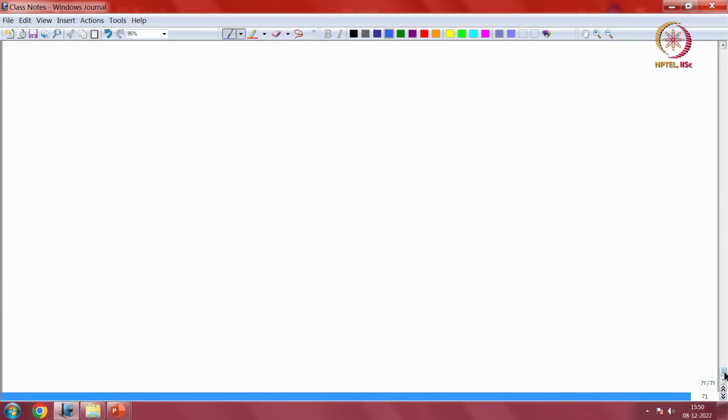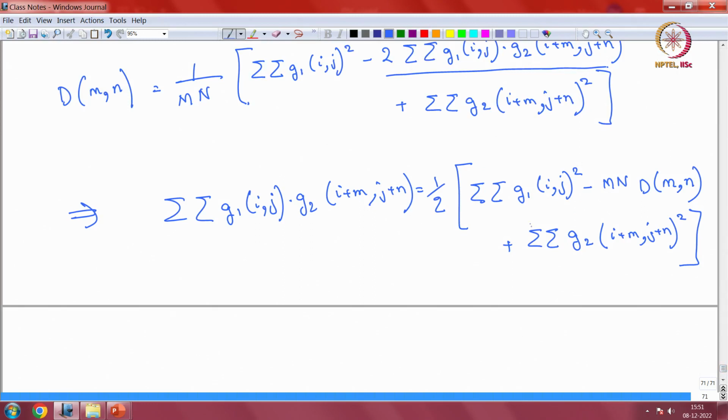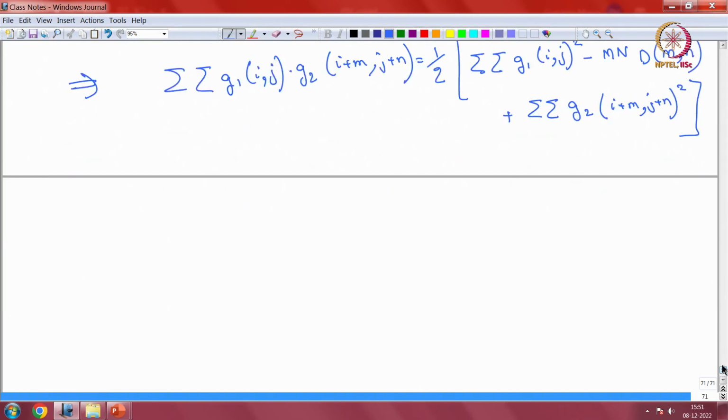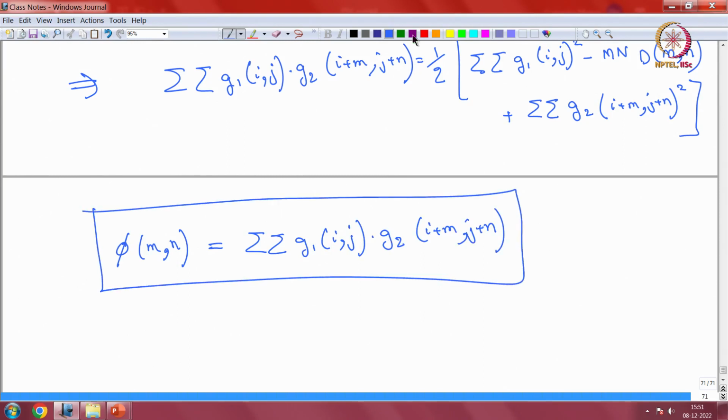So this cross term, you can show, is in some ways representative of this difference plus some other terms. It is also often called, so often the variable phi is used for this cross term. And this is now used in cross correlation based tracking.